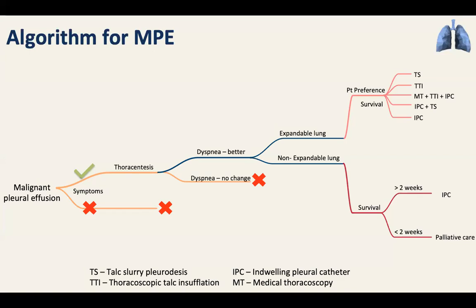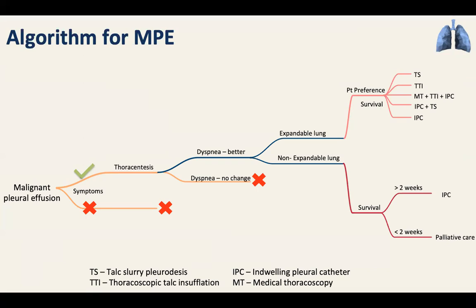So if you have someone with a malignant pleural effusion, if they have no symptoms, you're done. Unless required for staging, you don't really need to tap that fluid. If you have someone who has a malignant pleural effusion and they're symptomatic, they undergo thoracentesis. If the dyspnea is better, well and good, then you move to the next step. If the dyspnea is not better, so basically they did not feel better after thoracentesis, then really there's no indication for further interventions or placement of catheters for drainage.